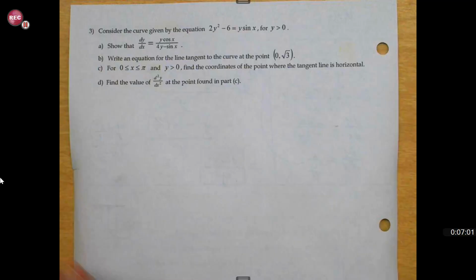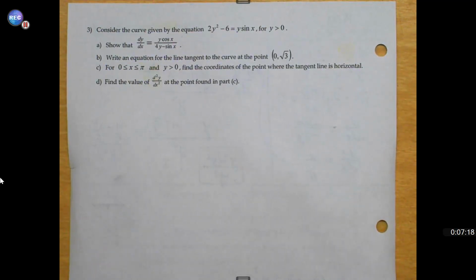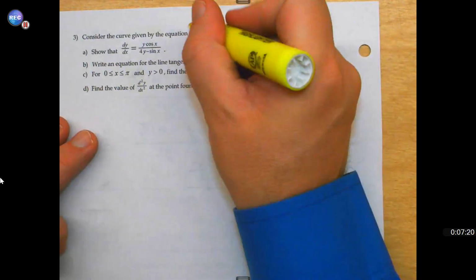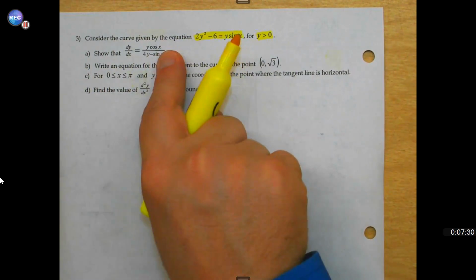Okay, for problem number 3 on the back, this is actually a sample problem from an old AP test that involves implicit differentiation. So in the video, I'm just going to go over part A and B. We could talk about part C and D in class next time I see you. So what they're giving you guys is this equation, and they tell you that y is greater than 0 for that equation. And they want you to show that the first derivative comes out to this.